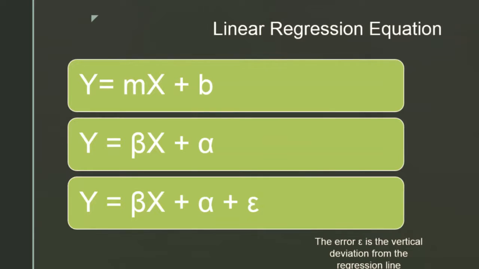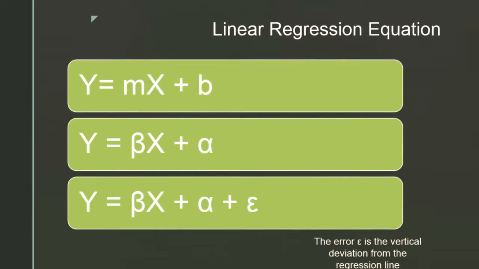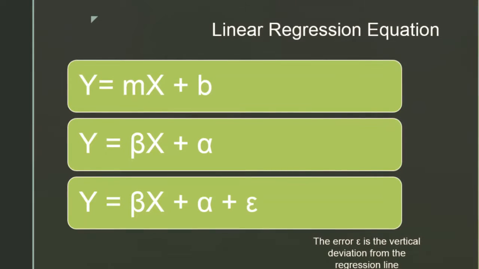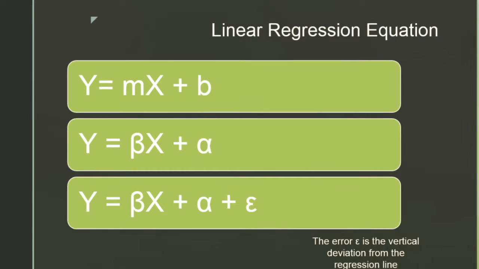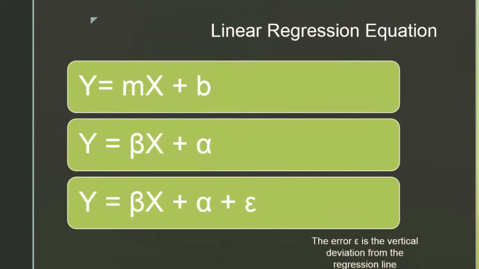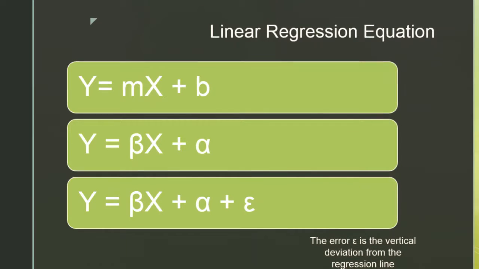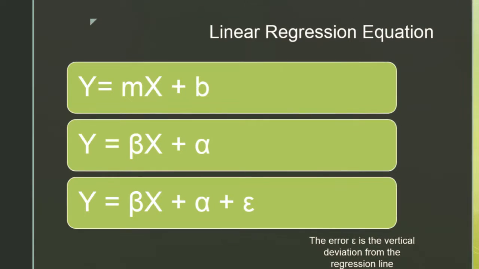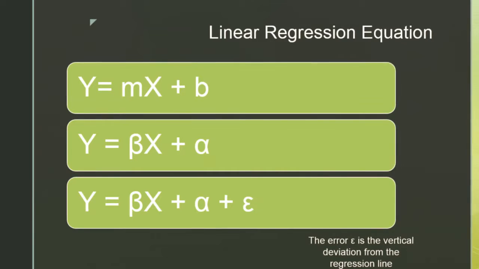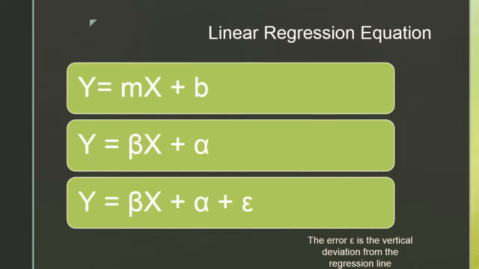The first equation, y equals mx plus b, is the basic equation of a line and something we all know. It is very similar to the regression equation below it. Beta represents the increase of the dependent variable for every increase in the independent variable, and alpha represents the y-intercept. In the next slide, we'll see that this is the actual equation of the regression line used.